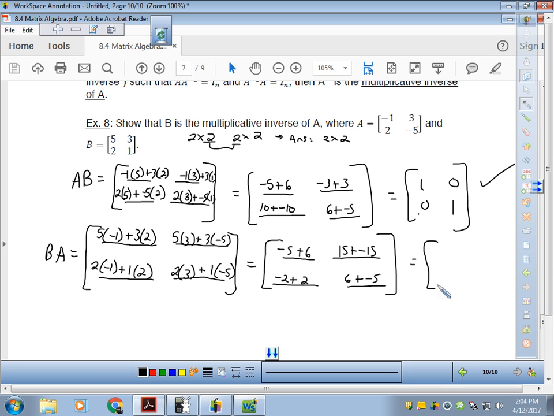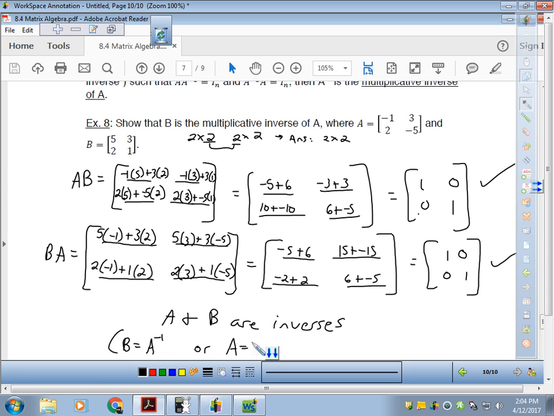Cleaning it up all the way, we get 1, 0, 0, 1. Is that an identity matrix? It sure is. So since both of these products came out as an identity matrix, we can say that A and B are inverses. Or if you wanted to, you could say that B is equal to the inverse of A, or A is equal to the inverse of B. Whichever way you want to think about it.